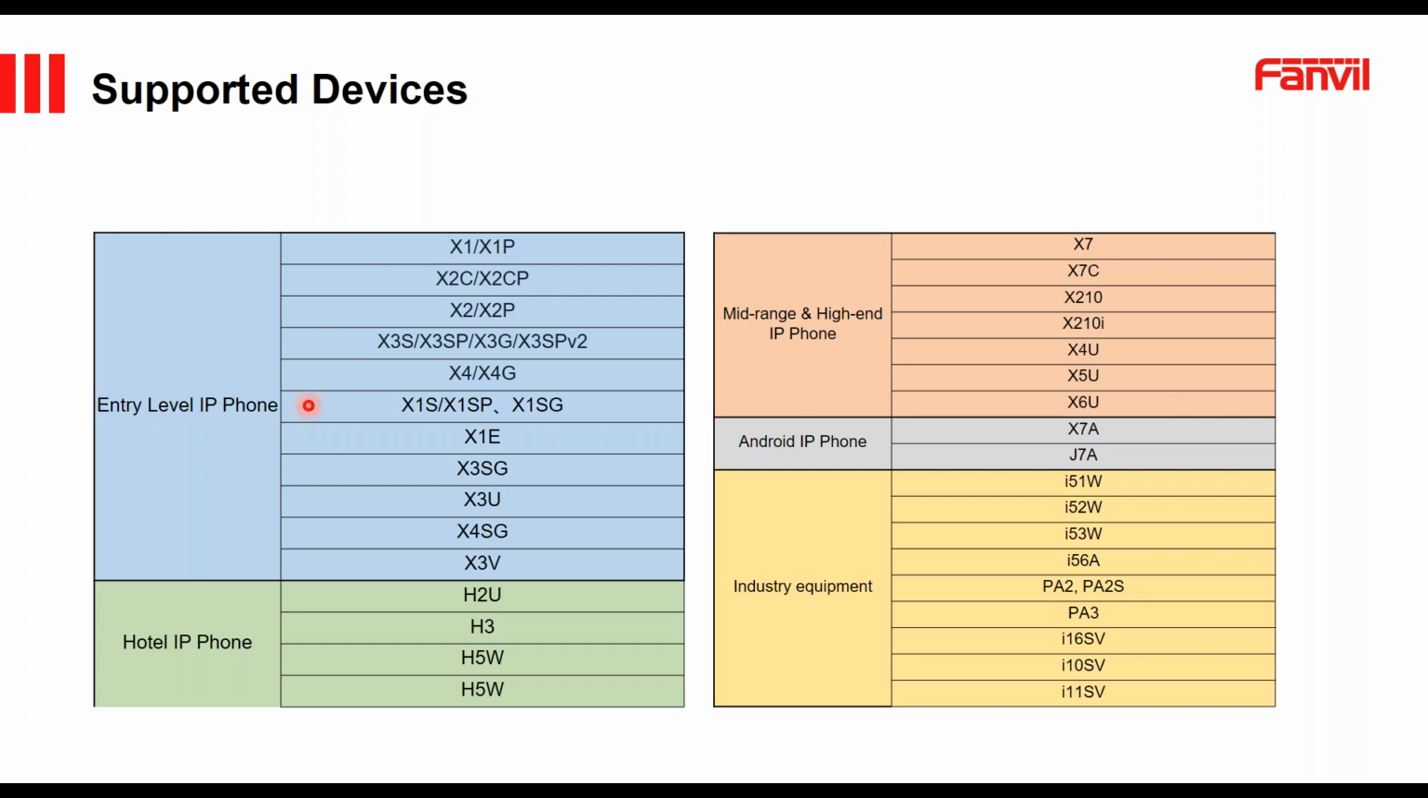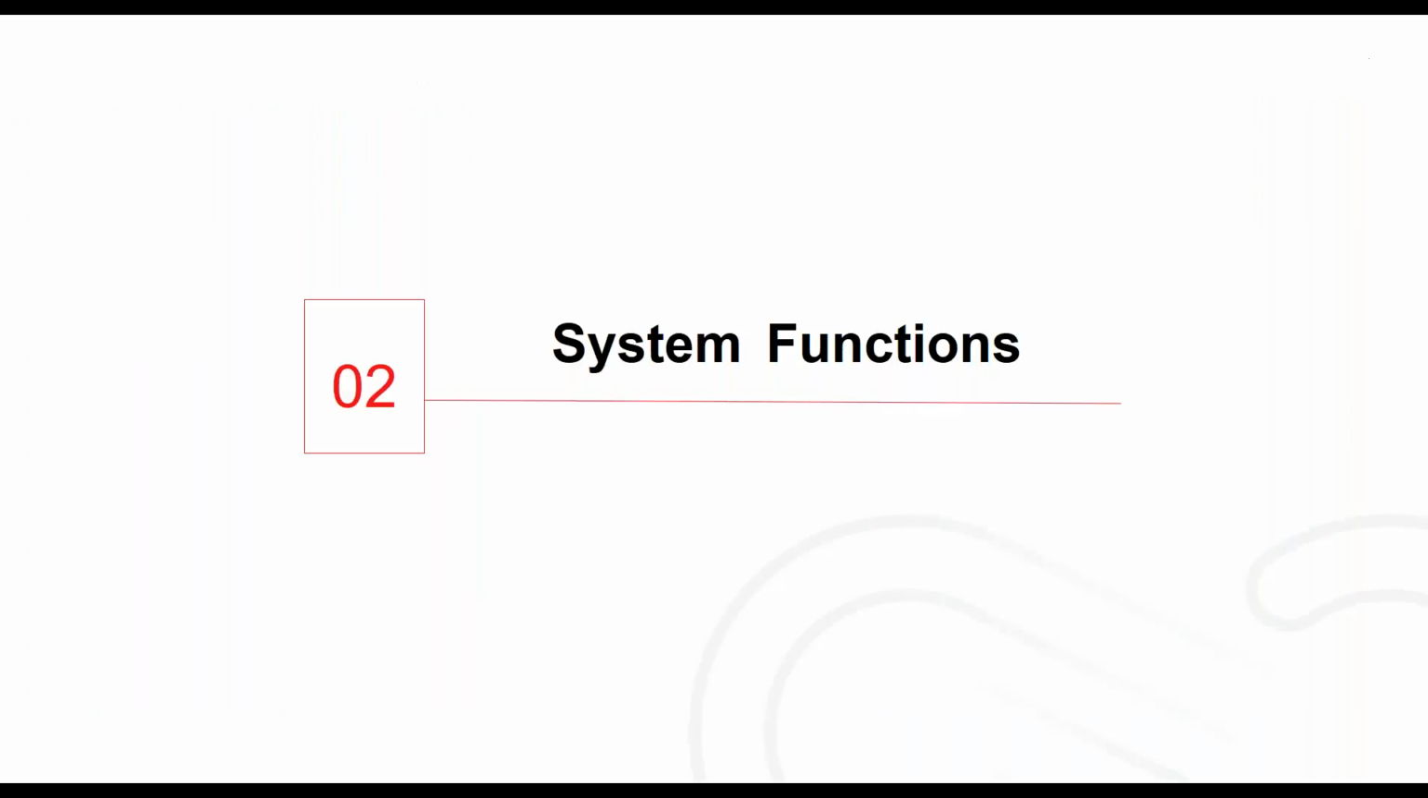We have our entry-level IP phones, as well as our mid-range to high-end Android phones, the industry equipment, meaning the door access units and intercoms, as well as our hotel phones. All of these things can be managed through the system, and you can be assured that we're going to cover all of our solutions under one blanket.